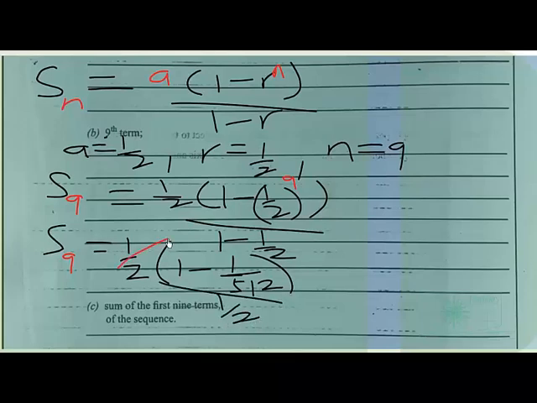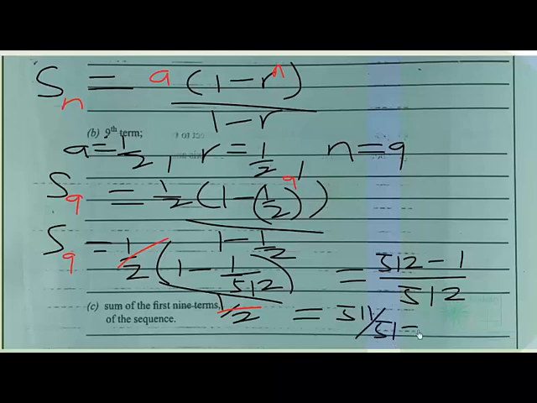So the 1 over 2's will now cancel out. So we simplify 1 minus 1 over 512, and that will be equal to 512 minus 1 all over 512. So that will give us 511 over 512. So that will be the sum of the first 9 terms of the geometric sequence.